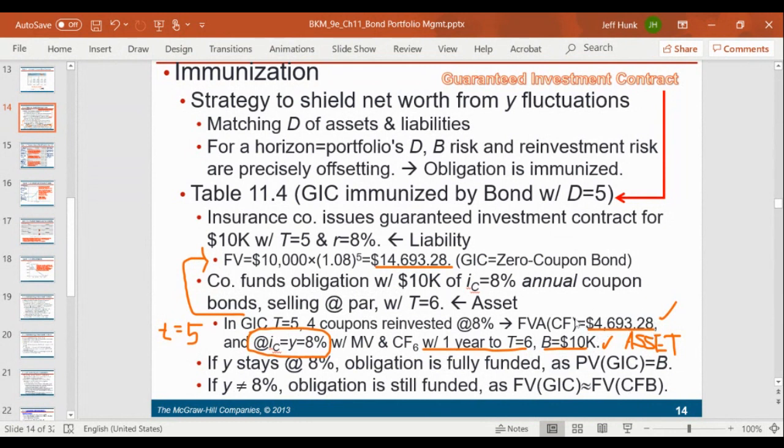because the future value of all the reinvested cash flows will be 4,693. Four coupons reinvested at 8%. Future value of coupons, 4,693. And then with 1 year left, you can sell the bond at par value because the coupon rate is the same as the discount rate. In other words, 10,800 will be discounted exactly by 1.08, just discounted one period, and it becomes 10,000 dollars.